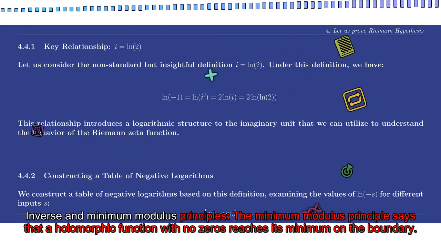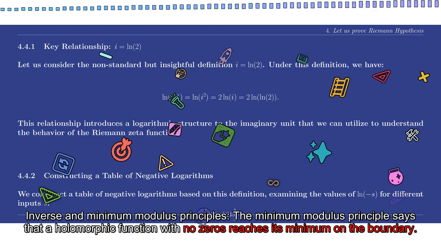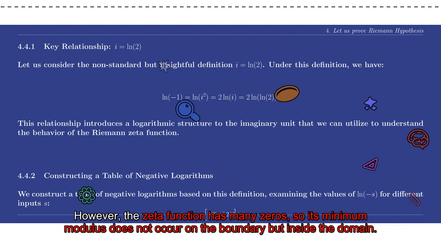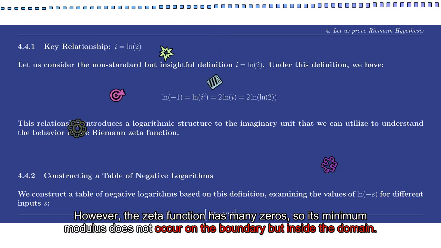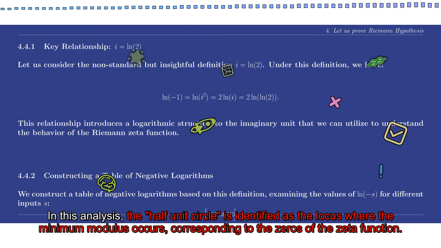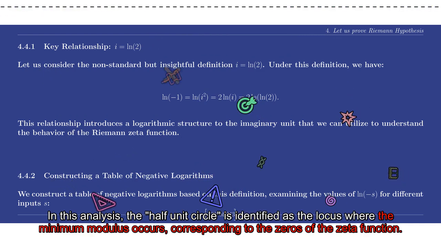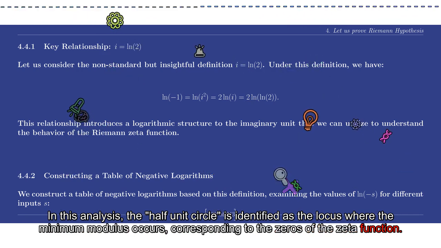Inverse and minimum modulus principles. The minimum modulus principle says that a holomorphic function with no zeros reaches its minimum on the boundary. However, the zeta function has many zeros, so its minimum modulus does not occur on the boundary, but inside the domain. In this analysis, the half-unit circle is identified as the locus where the minimum modulus occurs, corresponding to the zeros of the zeta function.